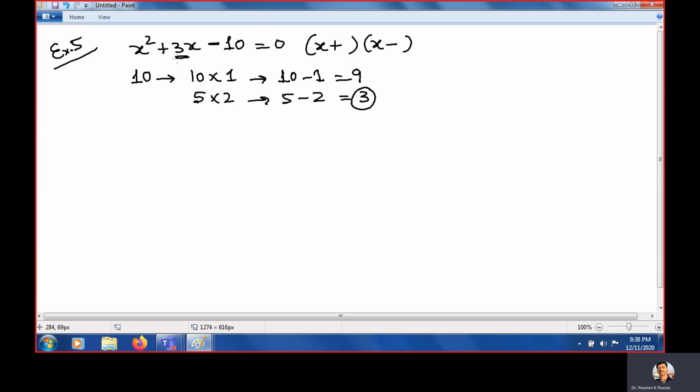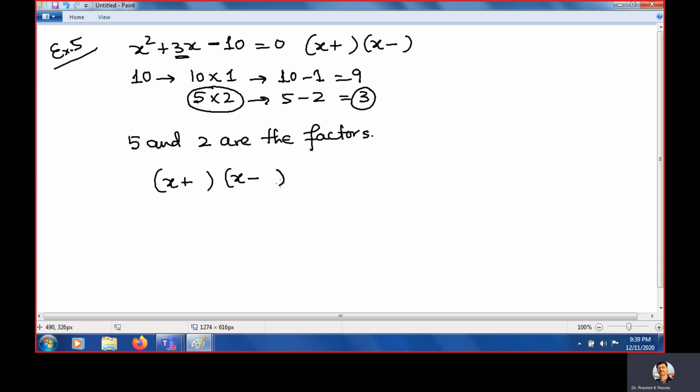This is 3. Clear? So what are the possible factors? Possible factors are 5 and 2, the correct factors for this question. Clear? But here we learn what? It is x plus, x minus, is equal to 0.